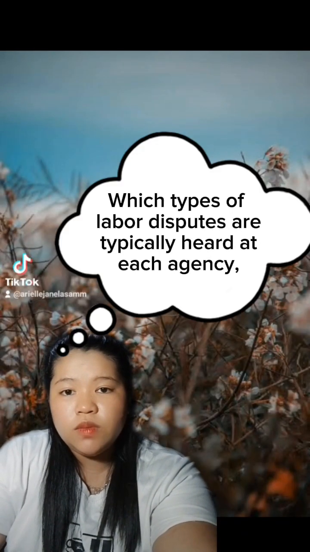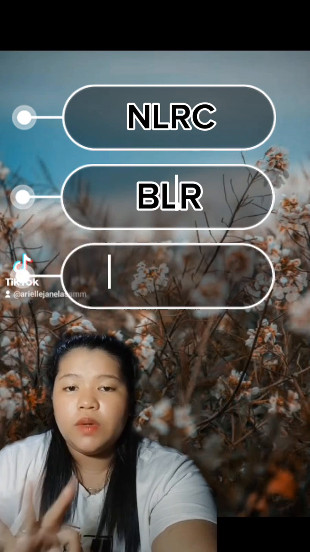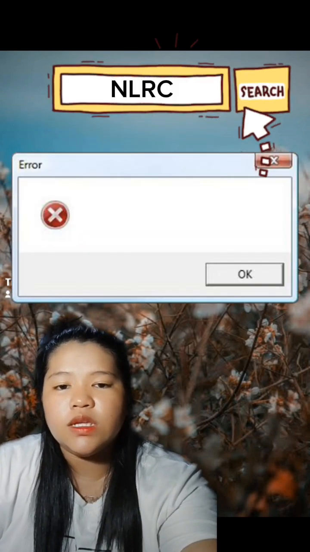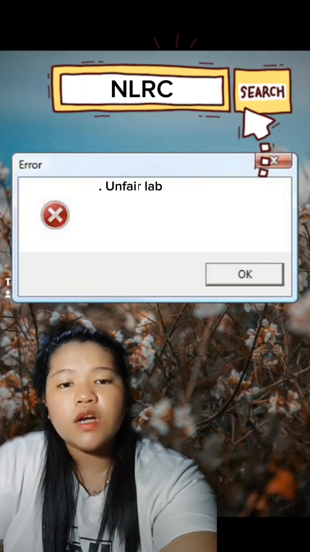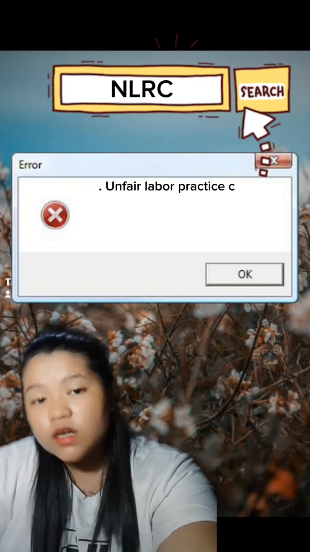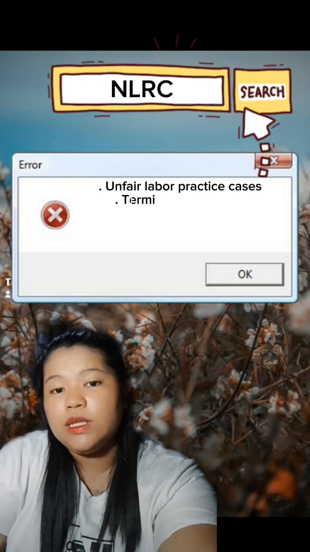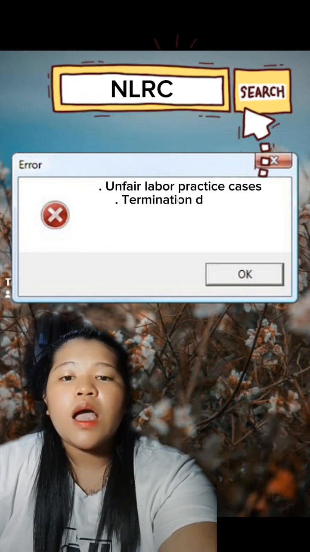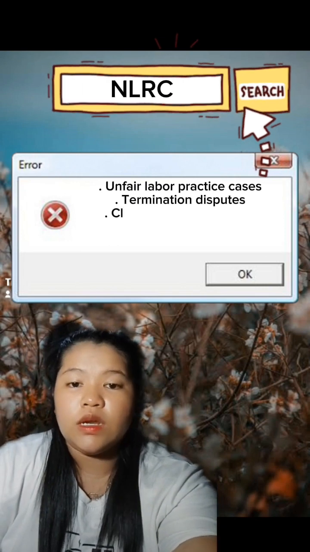The number 3 question is, which types of labor disputes are typically heard at each agency? Specifically the NLRC, the BLR, and the POEA. So the first one is NLRC. Notwithstanding any provision of law to the contrary, the labor arbiters of the National Labor Relations Commission, or NLRC, shall have the original and exclusive jurisdiction to hear and decide, within 90 calendar days after filing of the complaint, the claims arising out of the employer-employee relation.